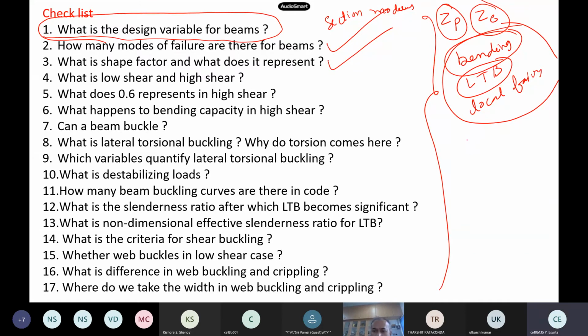ZP by ZE. What does it represent physically? Suppose the shape factor is 1.5. What does it tell you? 50% additional capacity.